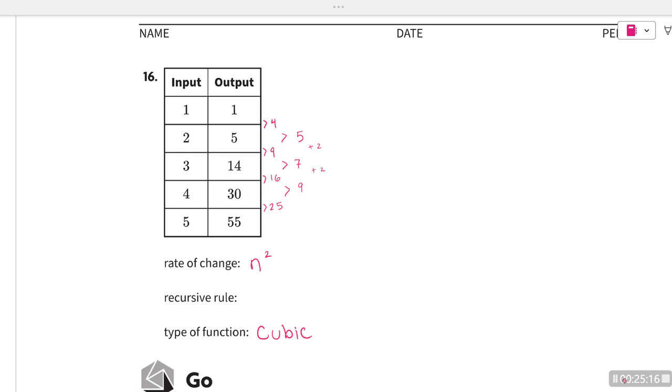So let's just test out our rule first. F of 1 is 1. So f of n equals f of n minus 1 plus n squared. And let's just see if we want to add or do anything else. So let's test f of 2 out. So f of 2 is going to have to be equal to f of 1 plus n squared plus something, right?